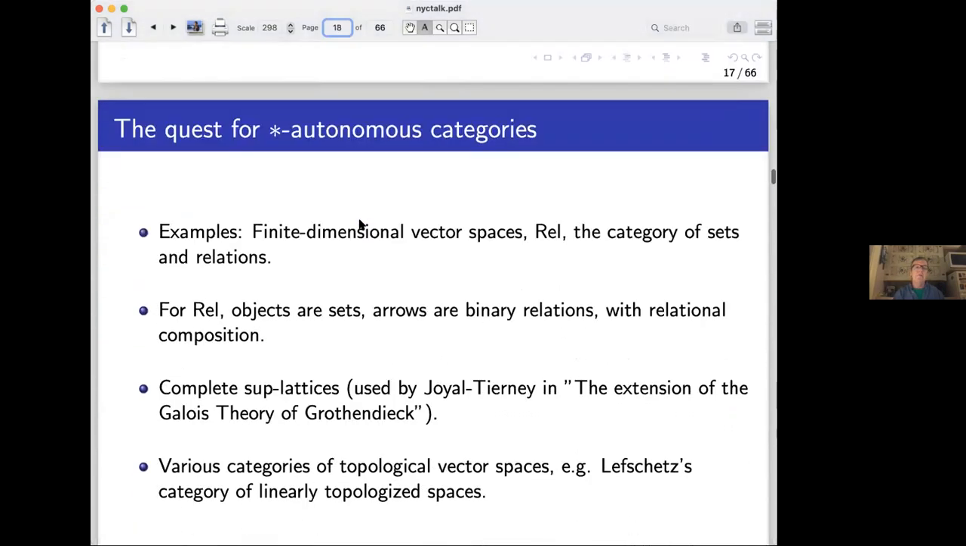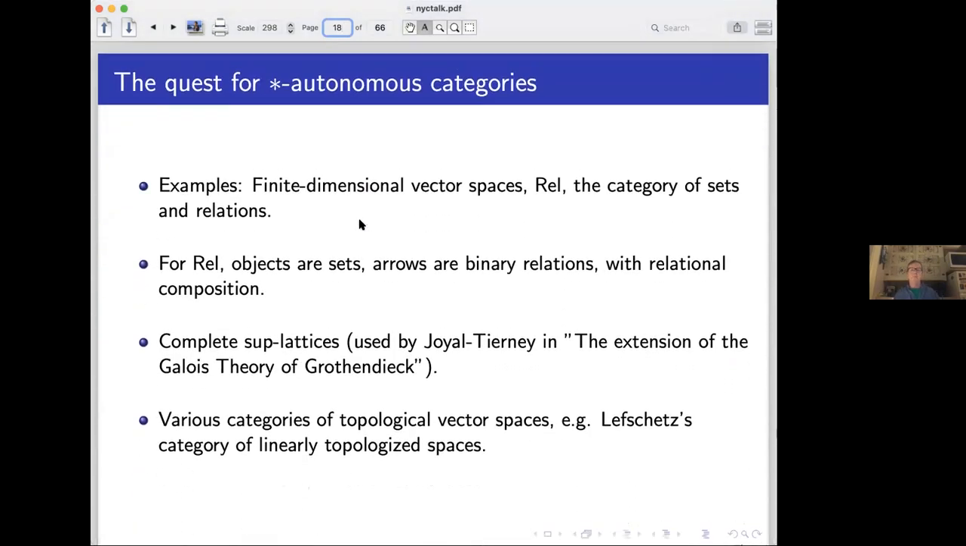And there's lots of star autonomous categories in the world, some of which are standard. So finite dimensional vector spaces. It's a symmetric monoidal closed category. You can take the dualizing object to be the base field, and so negation just simply becomes the dual space.